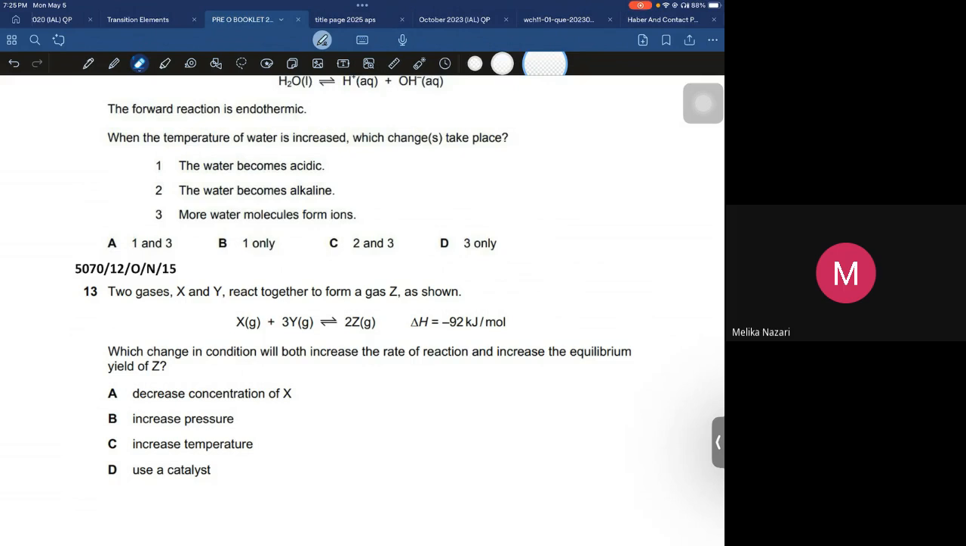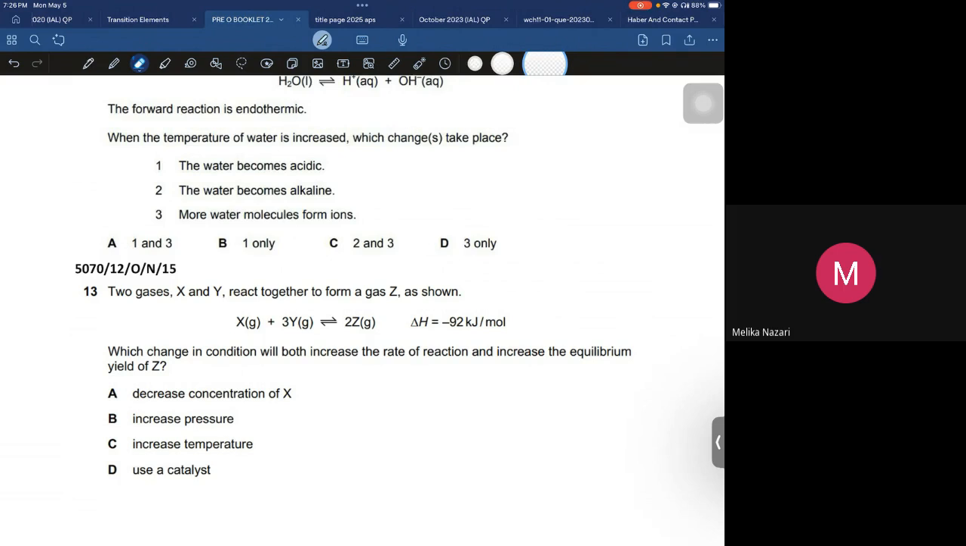Increase pressure. When you increase the pressure, note that we have 4 moles on the reactant side and 2 moles on the product side. So the reaction moves forward, to the right, to the lower moles side. So it increases the equilibrium yield of Z. Yield means the amount of product, so I would be getting more amount of Z. Yes, that's true. But does increasing pressure increase the rate?